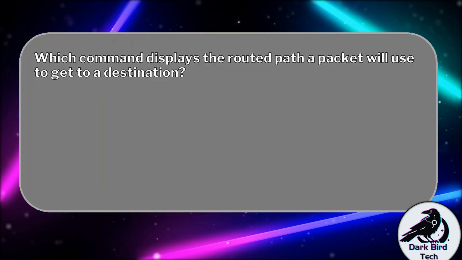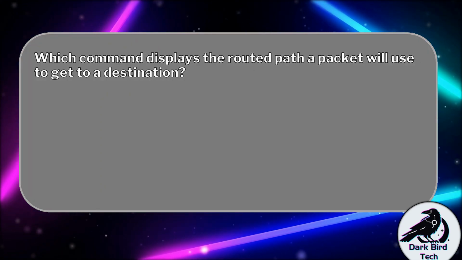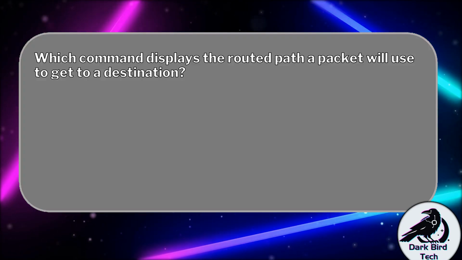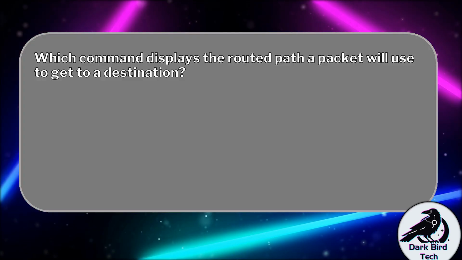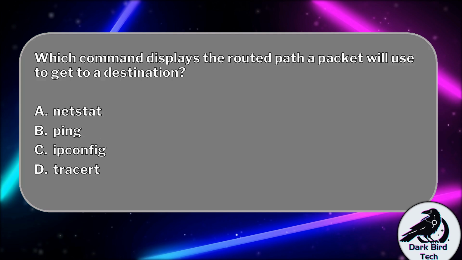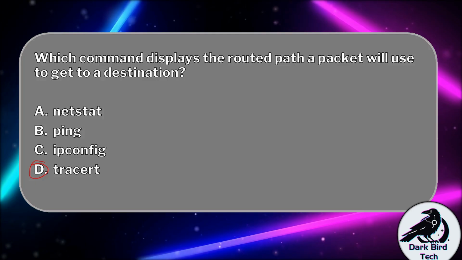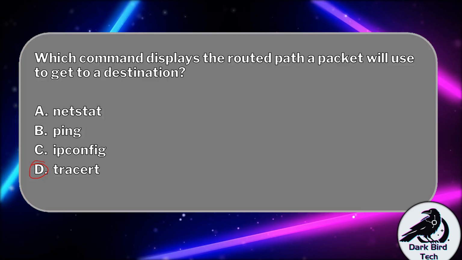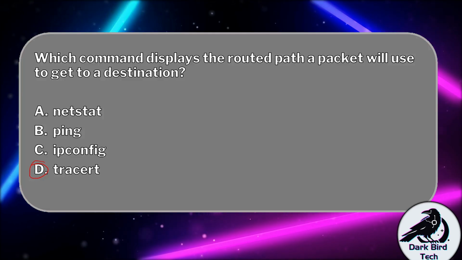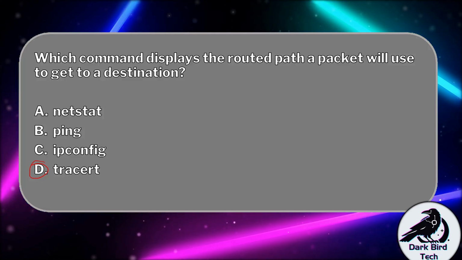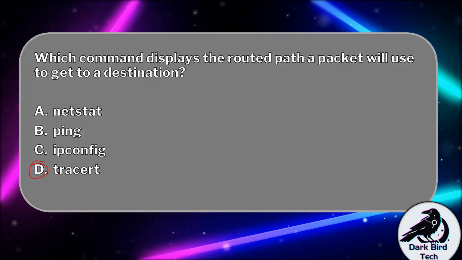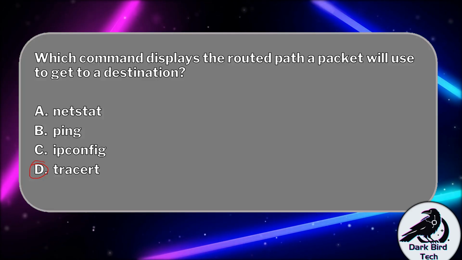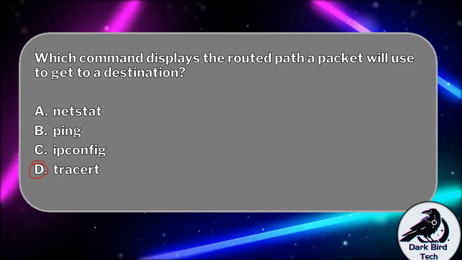Which command displays the routed path a packet will use to get to a destination? Now, considering we've had a few questions similar to this already, you're probably thinking of a particular answer, and if that answer is traceRT, congratulations, you got it right. But let's say this was the first question in this video that dealt with network commands and troubleshooting. Well, just as a reminder, traceRT shows the IP address of every layer 3 device, usually routers, but it could be firewalls, that your packet has passed through on the way to a given destination, whether that destination be an IP address or a fully qualified domain name.